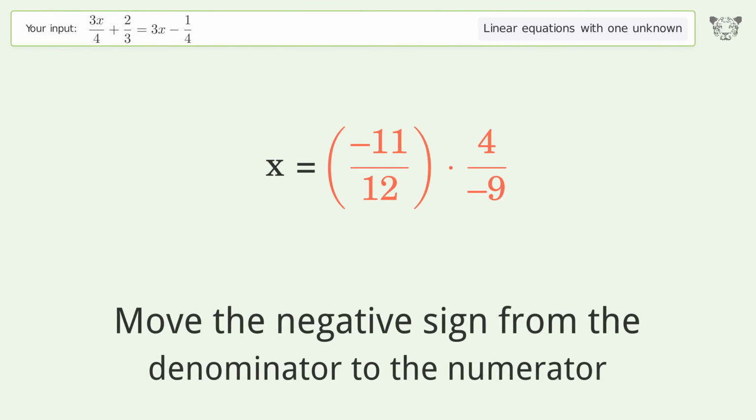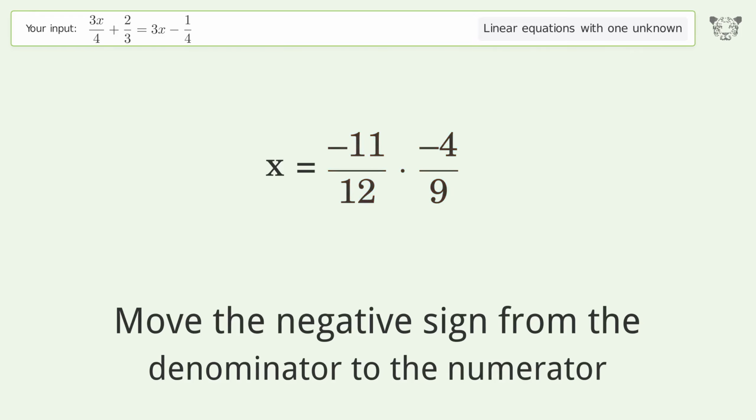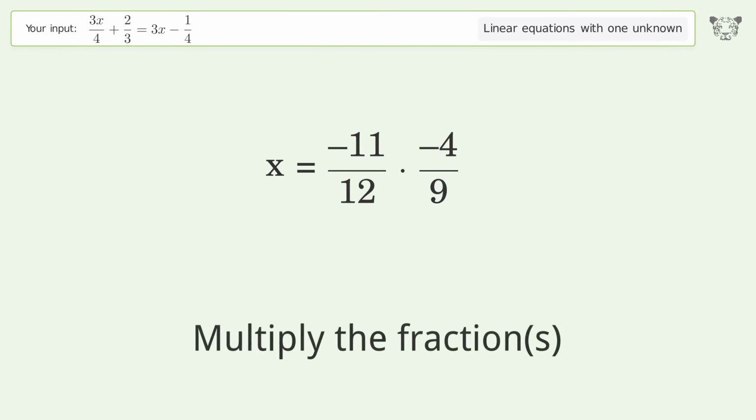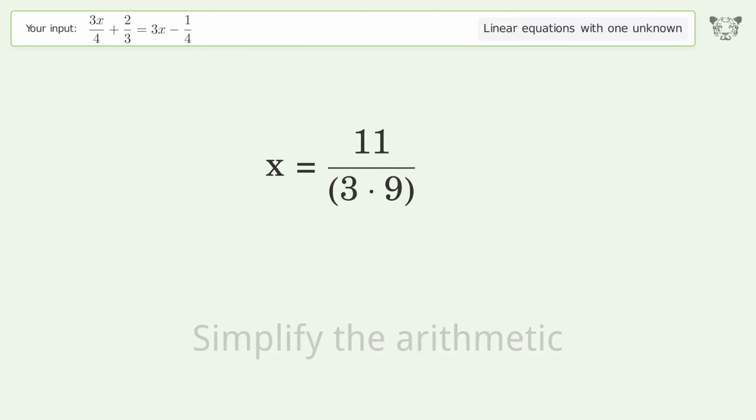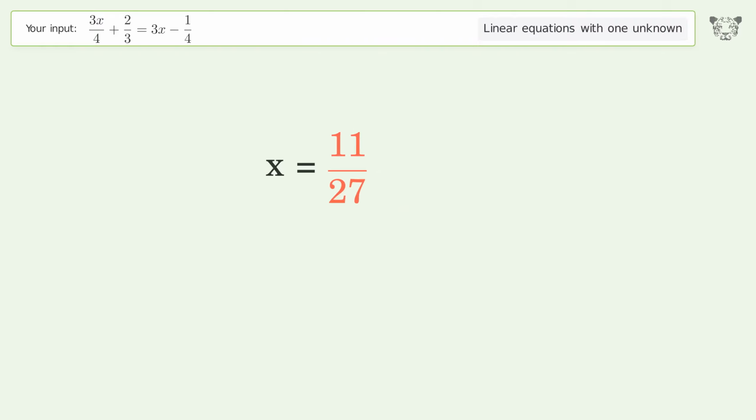Move the negative sign from the denominator to the numerator. Multiply the fractions. Simplify the arithmetic. And so the final result is x equals 11 over 27.